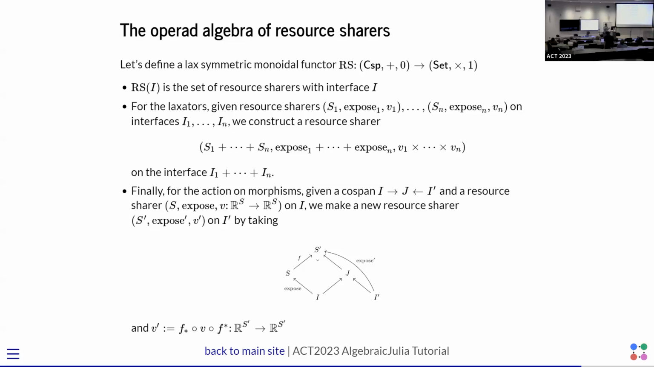Okay, and so now for the most involved part, where the actual resource sharing is going to happen, we need to define what this lax functor does on morphisms. Given a cospan, we're supposed to get a function from resource sharers to resource sharers. If we unpack that, what we need to do is say, given a cospan, say from I to I prime, and a resource sharer on the interface I, we need to make a new resource sharer on the interface I prime. And how are we going to do that? Well, this is where the gluing, or the sharing, is finally going to happen.